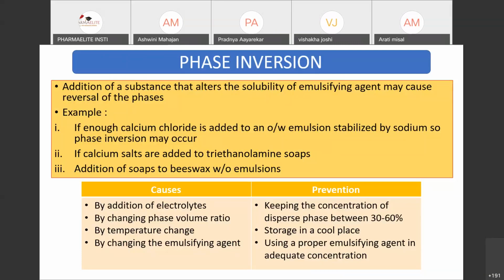For HLB numericals, there are HLB numericals which have 5 formulas. On a bad day, you can expect a question from that as well. So we have to do that as well when it comes to your emulsions and suspensions. Last 2 minutes. If you are done reading, just let me know.